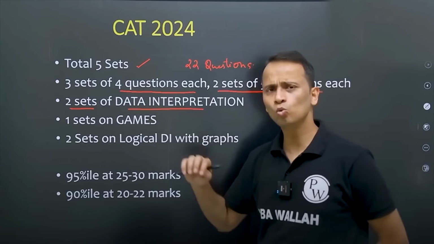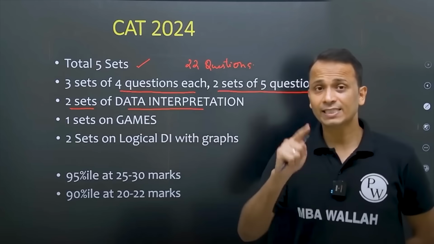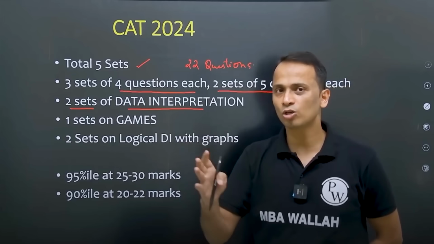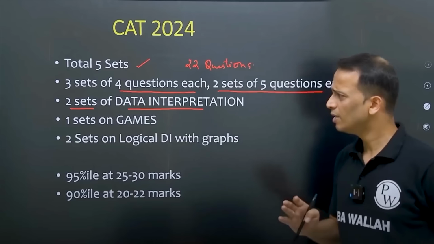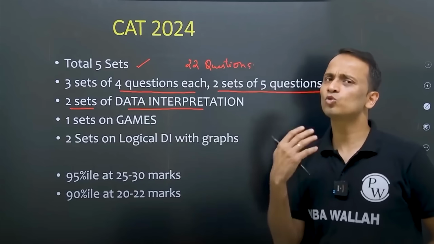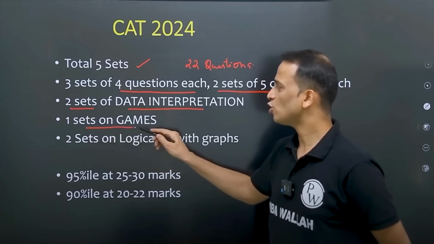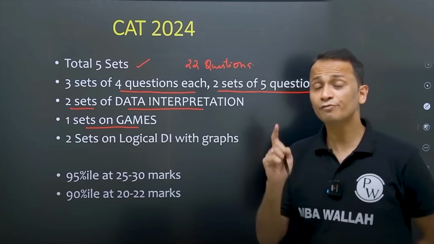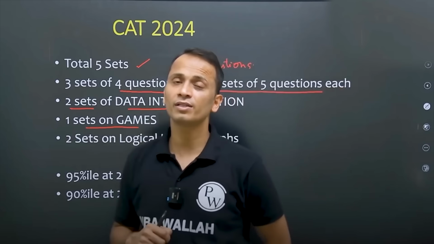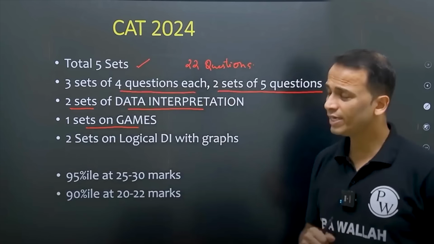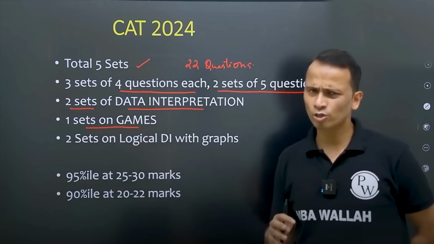In all, there were 2 sets of data interpretation. The candlestick and bubble charts were in 2 different slots, so I'm not counting them together. Other than the candlestick chart, there was one more set of data interpretation. Now, there was one set on games. If you remember, in slot number 1, there was a set on a game called BAES.